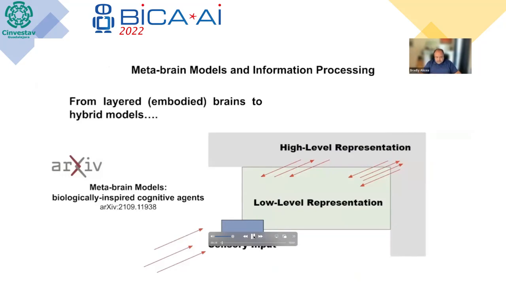And meta-brain models are these layered models with layers having a different representational value. So in this example, you have sensory input coming in at a single point. And then you have a low-level representation. And this is something like a neural net, which is almost representation-free. And this is opposed to the next level, which is the high-level representation, which would be like a symbolic model.